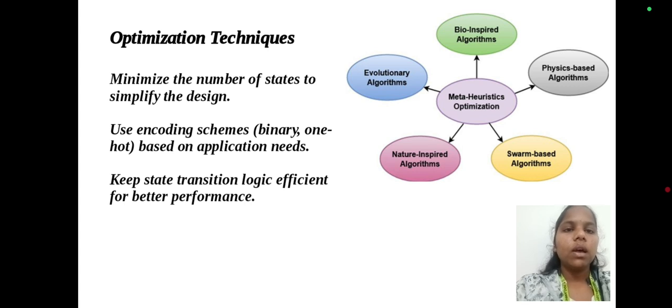Optimization techniques. Minimize the number of states to simplify the design. Use encoding schemes, binary or one-hot, based on application needs. Keep state transition logic efficient for better performance. Metaheuristic optimization algorithms include bio-inspired, physics-based, swarm-based, and nature-inspired algorithms.